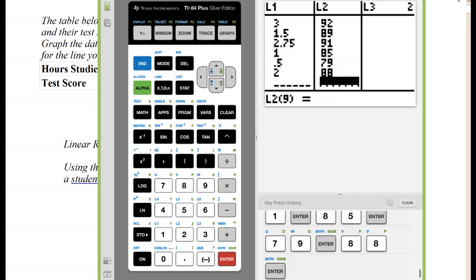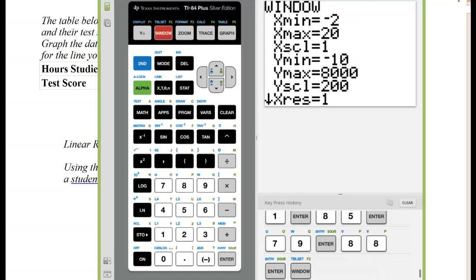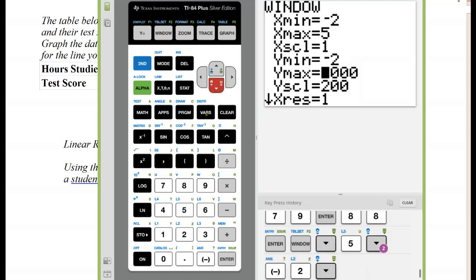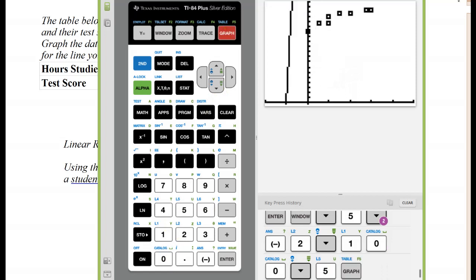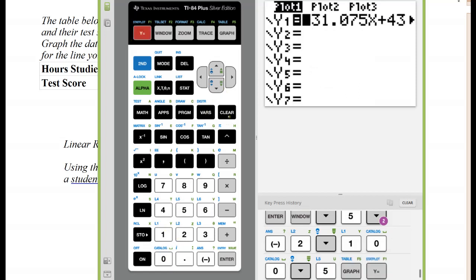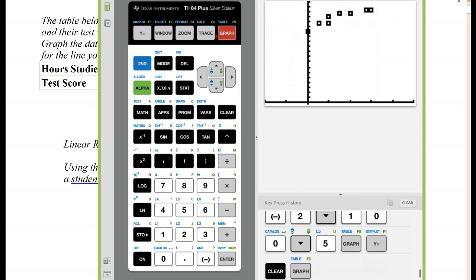Before I go to graph, I am going to change my window. My previous window was way too big. My time was only between 0 and my highest time would be 3, so I might go up to 5. And then change that to negative. I definitely don't have to go to 8,000. I might go to 100, and then scale by like 5. Graph it. I already had a line there, but I cleared that out. So they're all tightly packed up here.